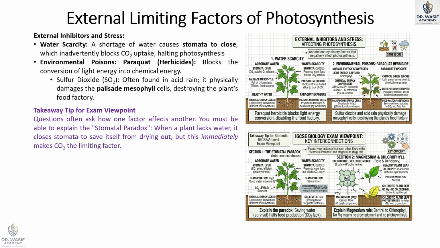No magnesium means no chlorophyll, which means the plant cannot capture a single photon of light, and this leads to chlorosis, where the leaves turn yellow and the plant eventually starves.